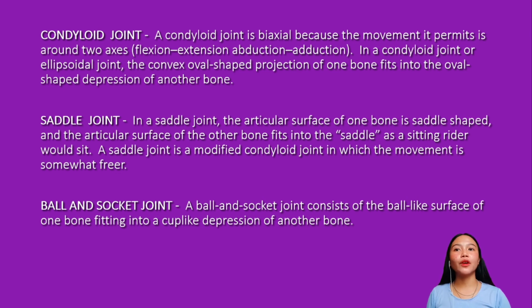In a condyloid joint or ellipsoidal joint, the convex oval-shaped projection of one bone fits into the oval-shaped depression of another bone. Saddle joint. In a saddle joint, the articular surface of one bone is saddle-shaped, and the articular surface of the other bone fits into the saddle, as a sitting rider would sit. A saddle joint is a modified condyloid joint, in which the movement is somewhat freer. Lastly, ball and socket joint. A ball and socket joint consists of the ball-like surface of one bone fitting into a cup-like depression of another bone.